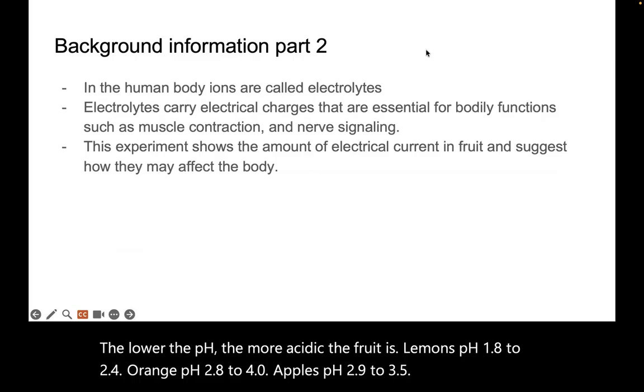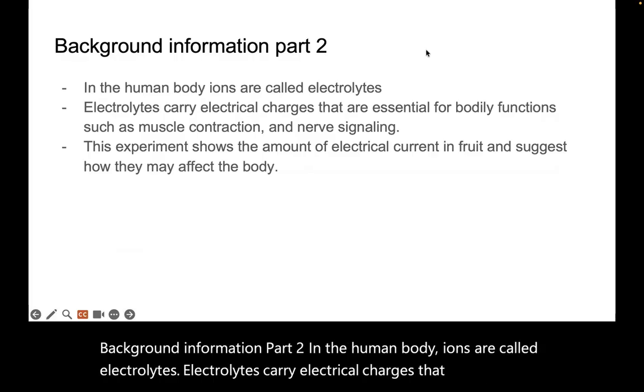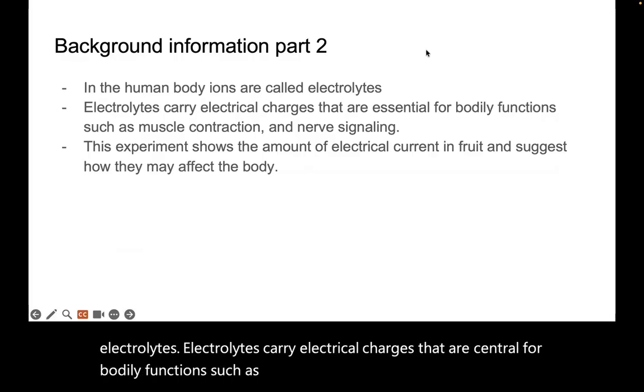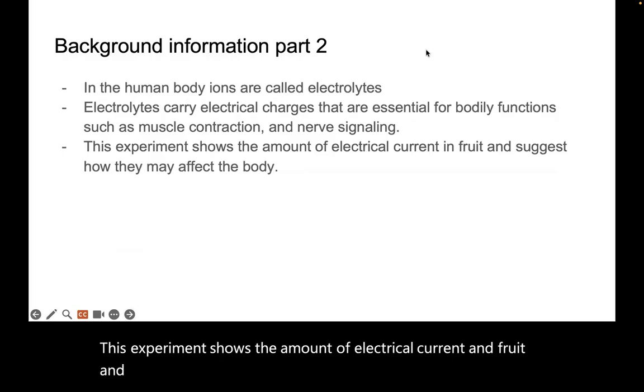Background information part 2. In the human body, ions are called electrolytes. Electrolytes carry electrical charges that are essential for bodily functions such as muscle contraction and nerve signaling. This experiment shows the amount of electrical current in fruit and suggests how that may affect the body.